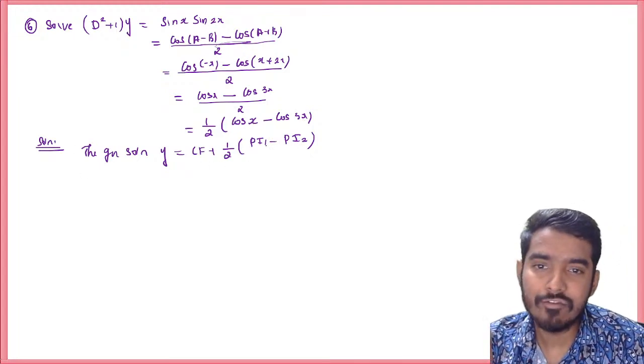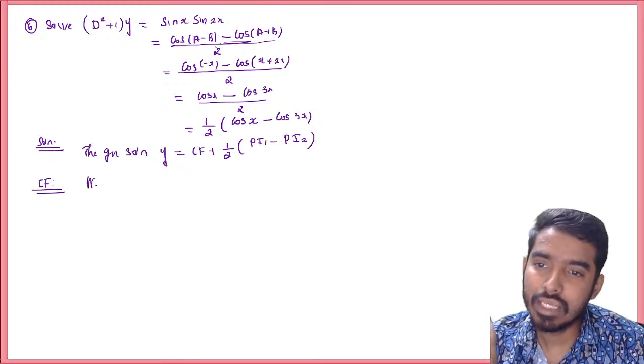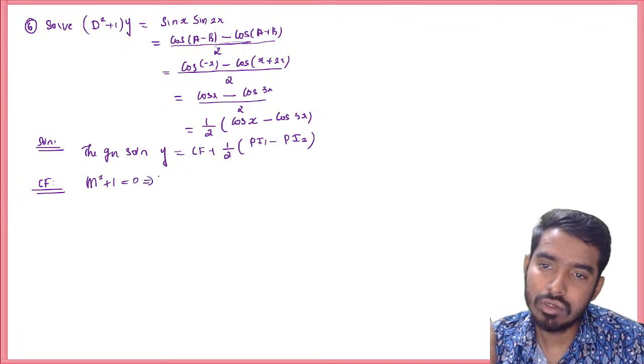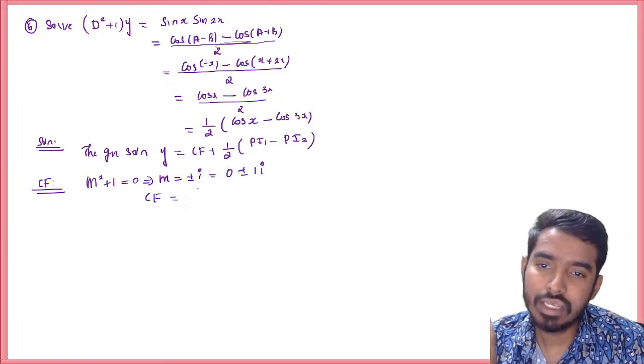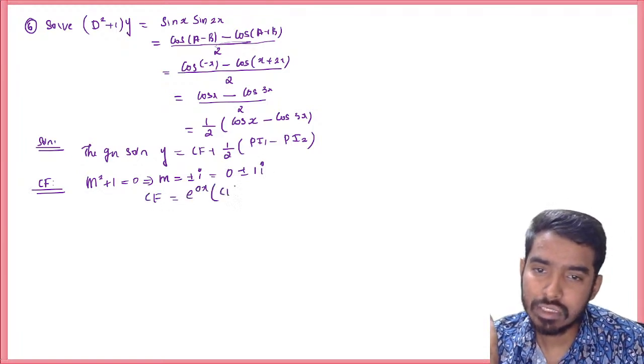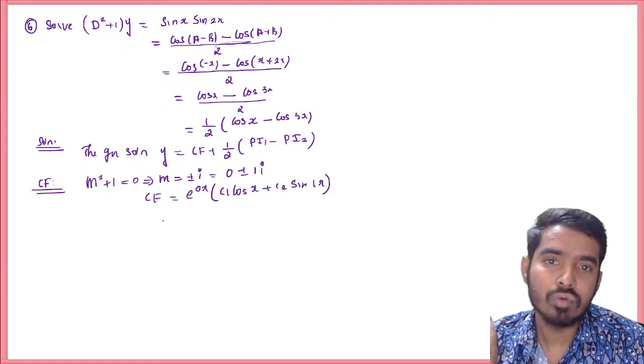So we'll find the CF of pi1, pi2. CF is the solution of m square plus 1 is equal to 0. So m is equal to plus or minus i. That means 0 plus or minus 1 into i, where CF will be e power alpha x, C1 cos beta x plus C2 sin beta x. Beta is 1 here, right?